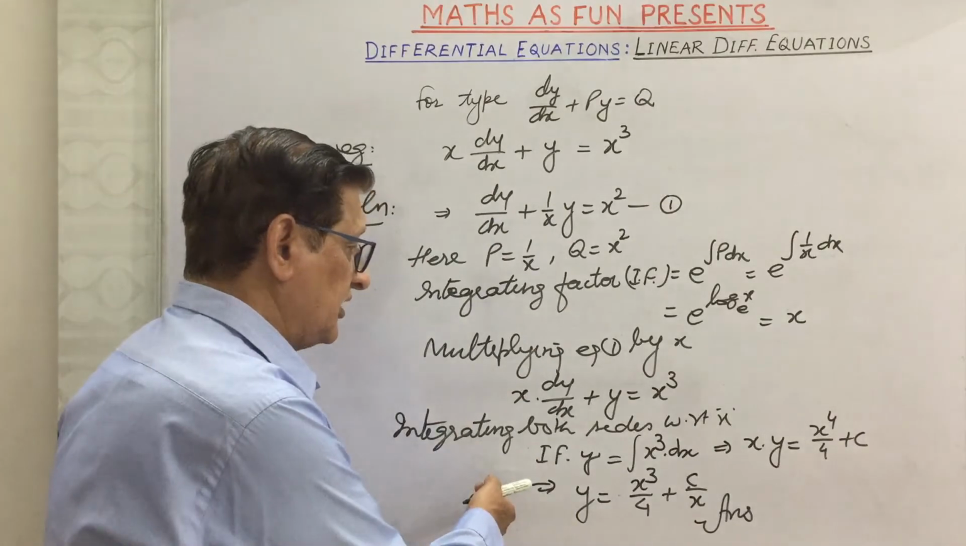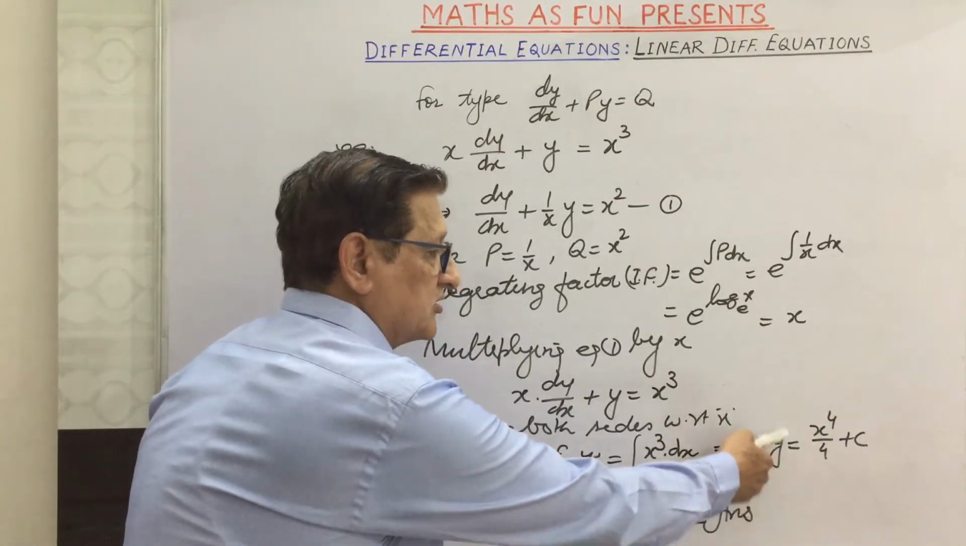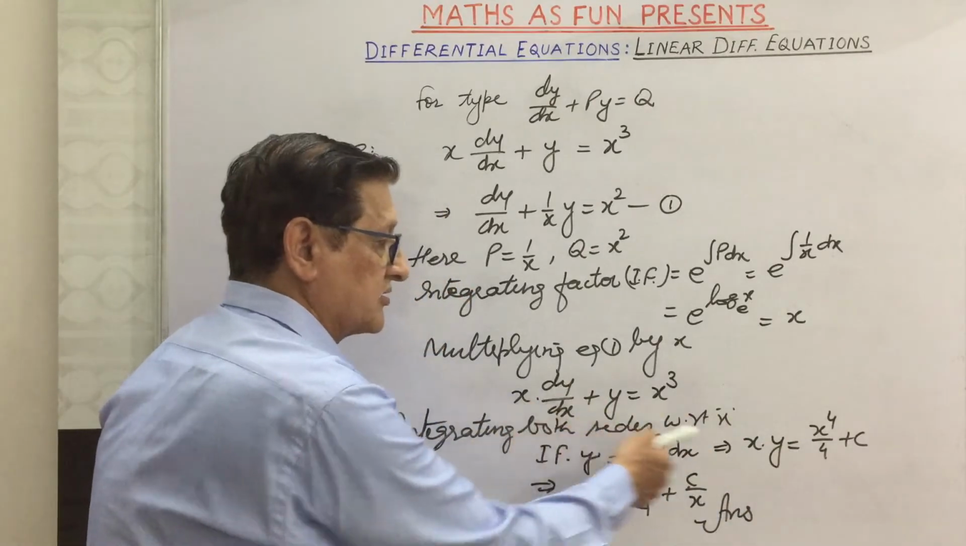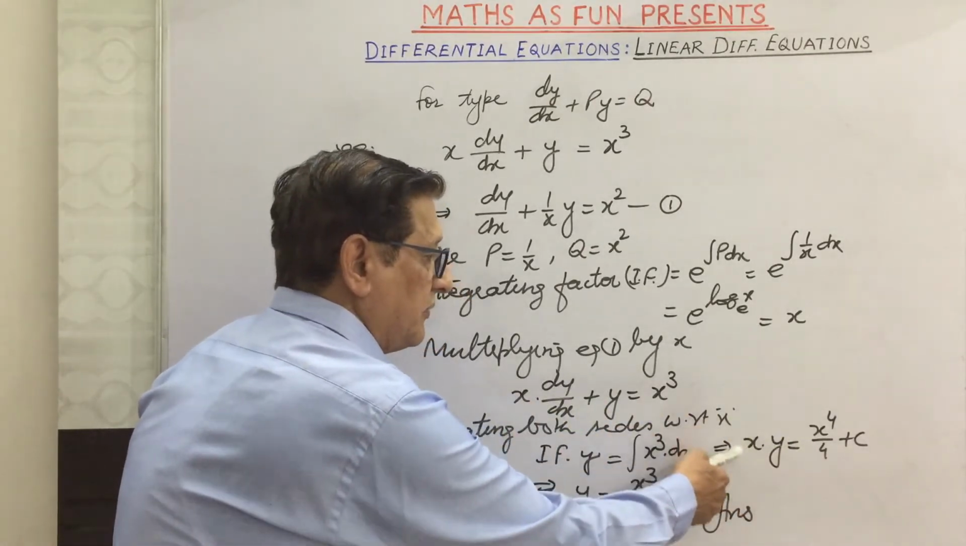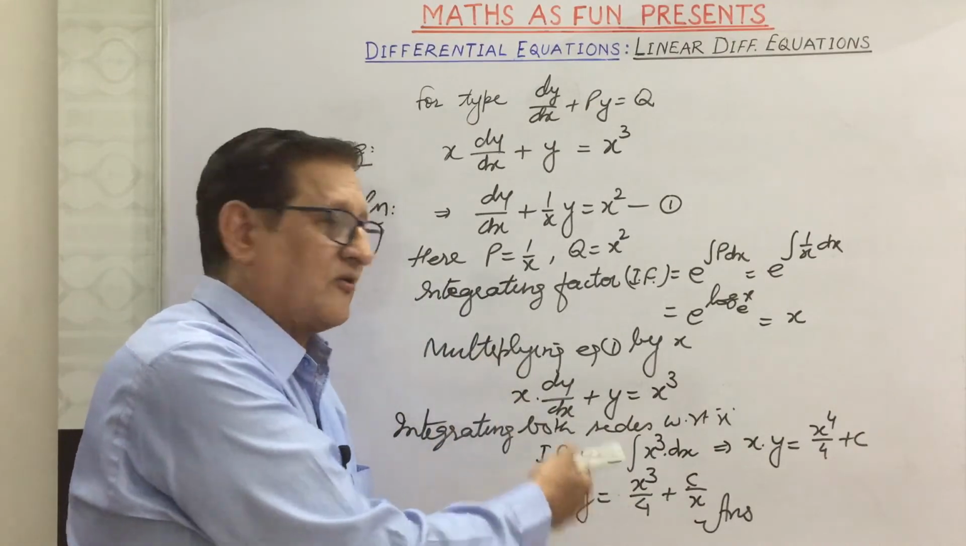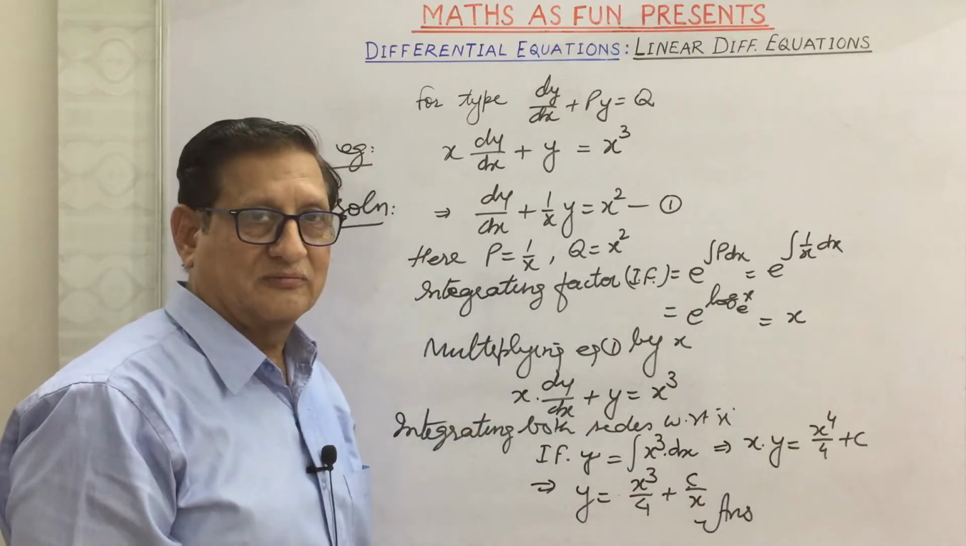Here we can also see why it is IF into y, that is x into y. If we differentiate this x into y, this comes as x into dy by dx plus y into d by dx of x, which is 1. So we can also check whether our answer is correct here on the left hand side or not.